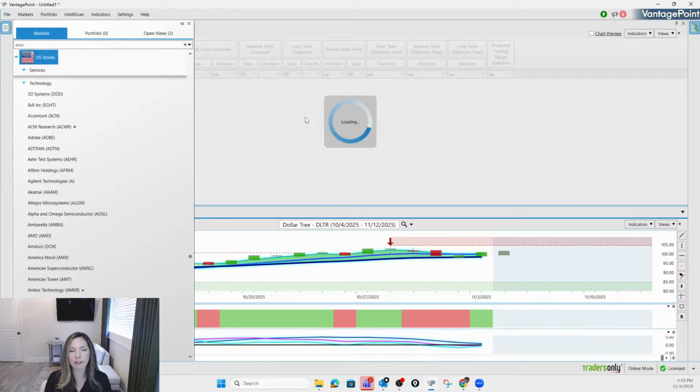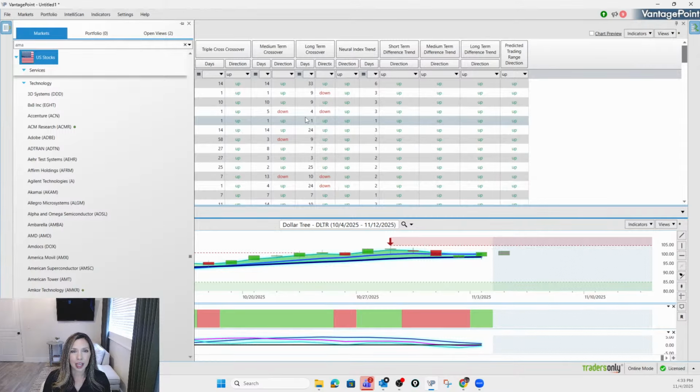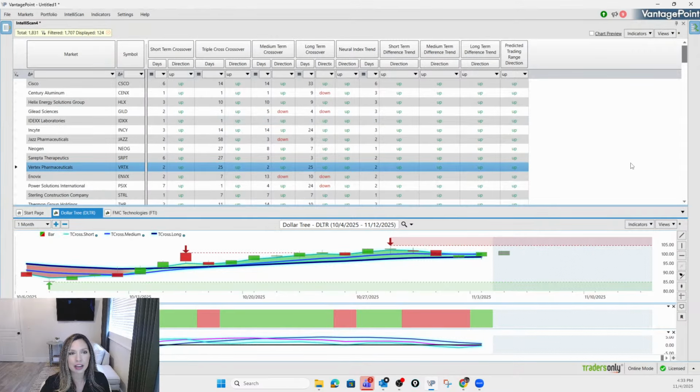Let the software do the work, and it's going to sort and filter through over 1,800 different assets. And these are just the equities alone. We didn't even add ETFs or talk about currency pairs or cryptocurrencies. So these are literally just the individual stocks that we pulled in. So many more where that came from. But you can see out of 1,800, we have 124 displayed. Ouch. 124 is still a lot to look through, right?